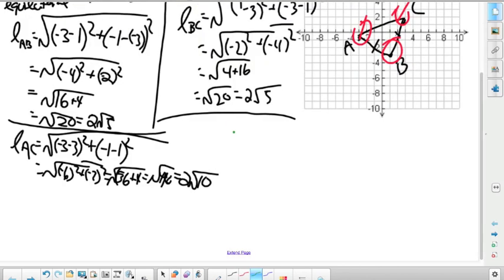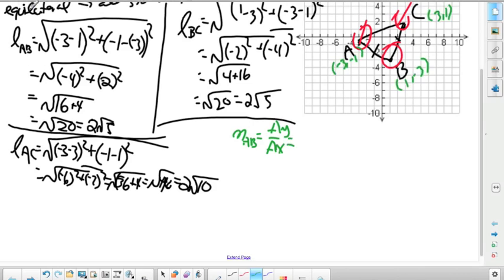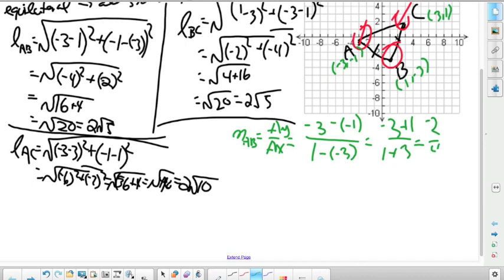So if I calculate the slope of AB, delta y over delta x. So here, a minus b, so I get -3 minus the negative 1, and then 1 minus the negative 3. So here I get negative 3 plus 1 over 1 plus 3. That gives me a slope of negative 2 over 4 or negative 1 half.